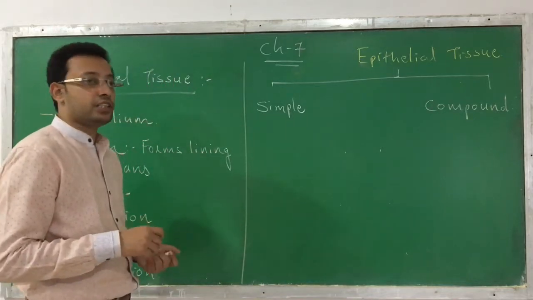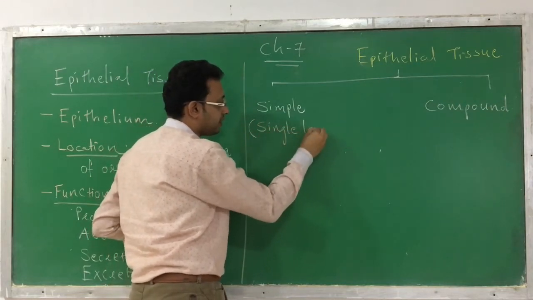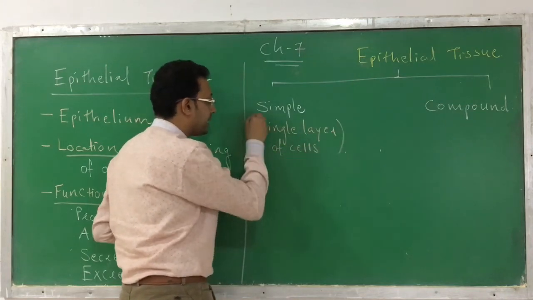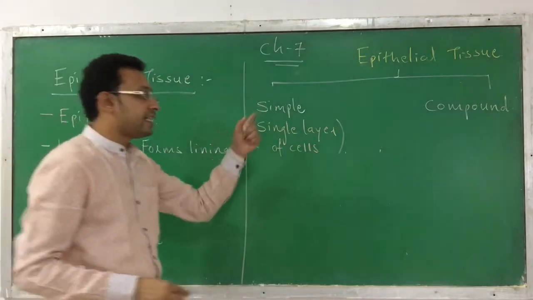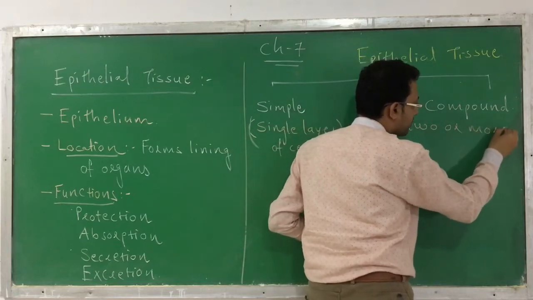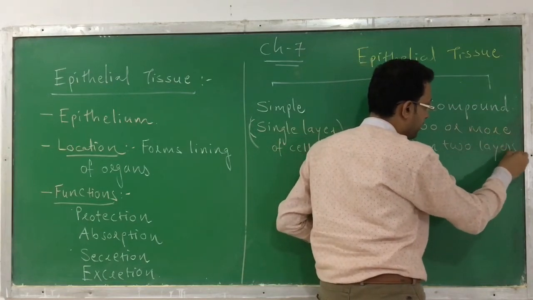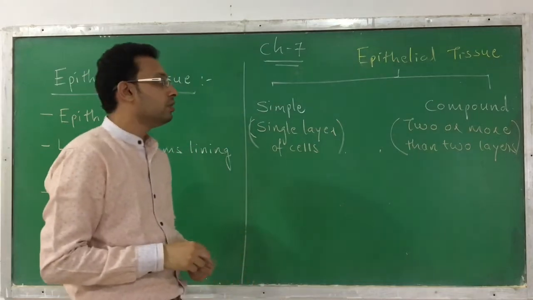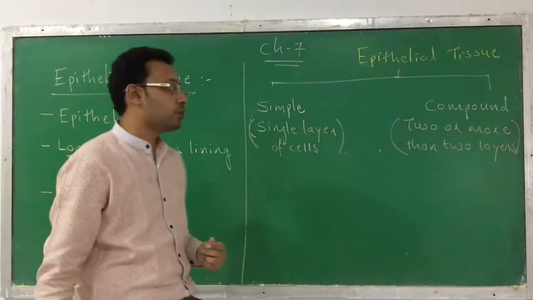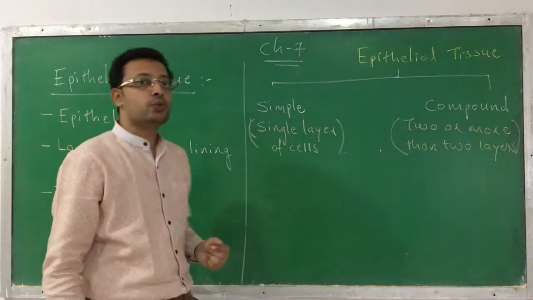So what is a simple epithelial tissue? Simple epithelial tissue consists of a single layer of cells. But in the case of compound epithelial tissue, two or more layers are present. So epithelial tissue consists of two types: simple and compound. In the simple epithelial tissue, there is just a single layer. In the compound epithelium, two or more layers are present.